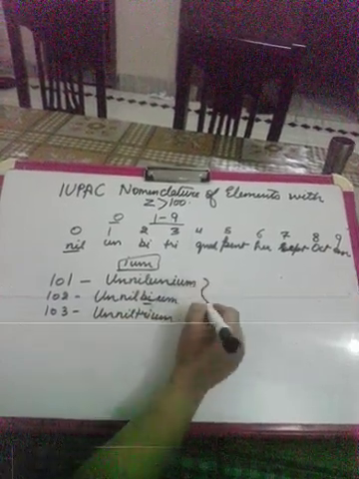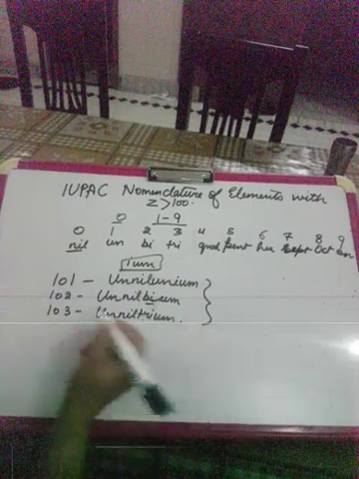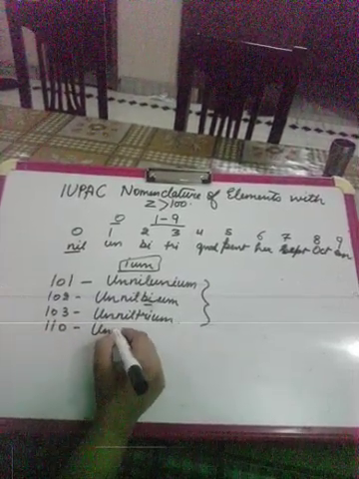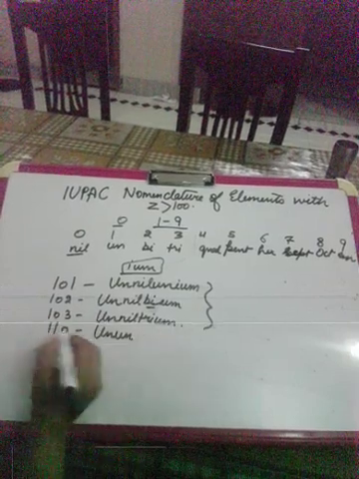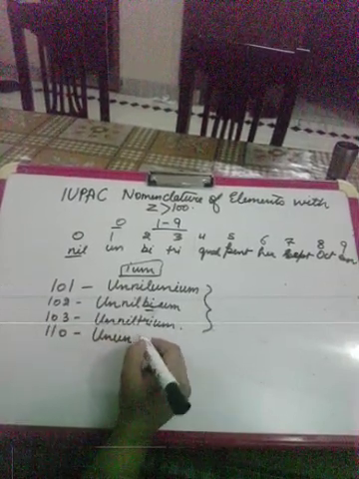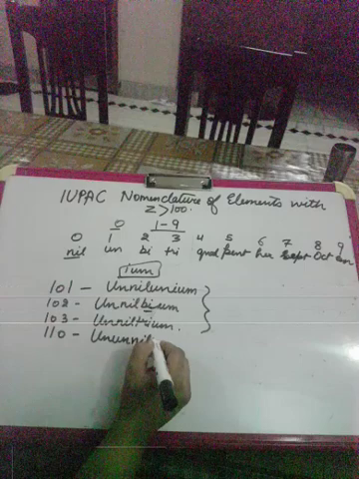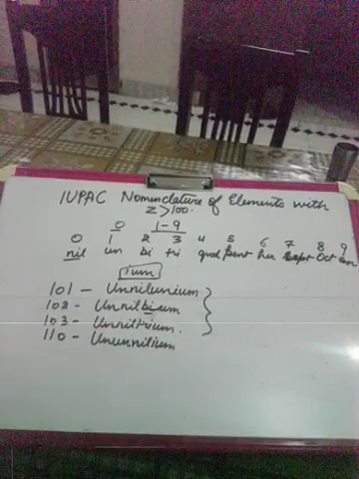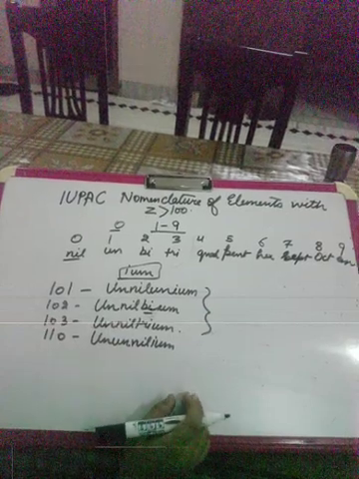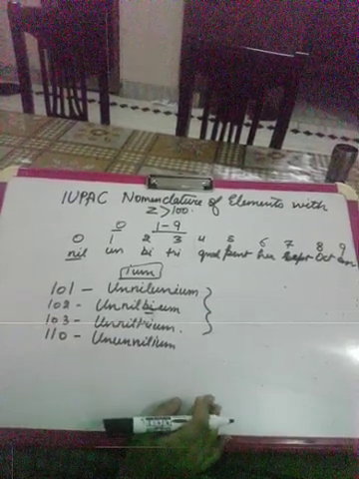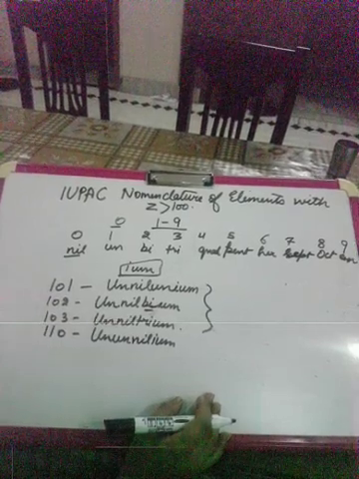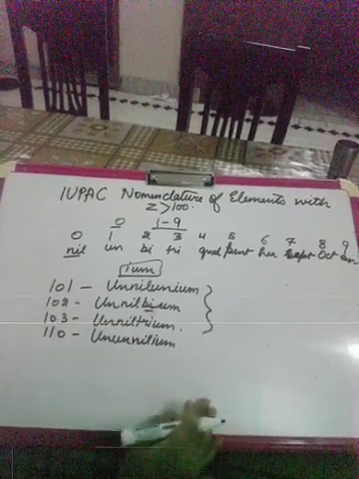So this is the criterion. In the last example, 110, it will be un, un, because 1 is there, then nil, then ium. So this is the proper criterion given by IUPAC to name the elements having atomic number greater than 100.